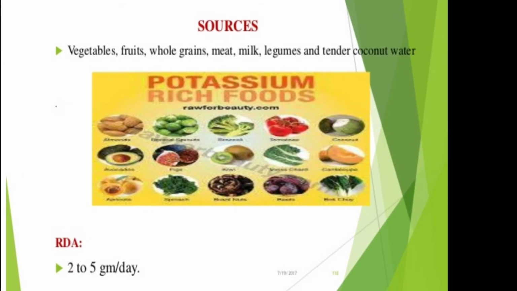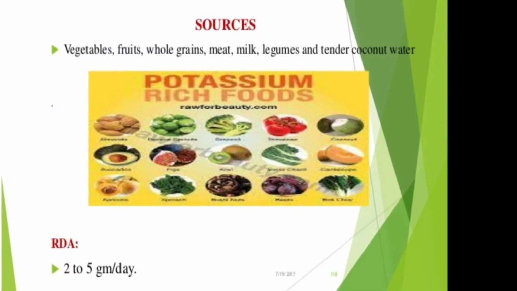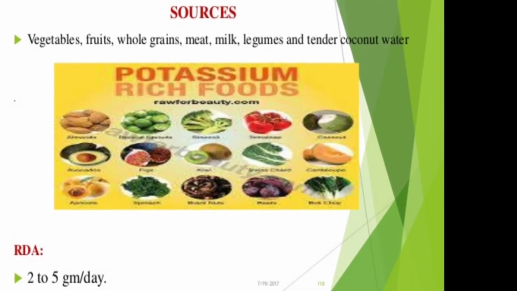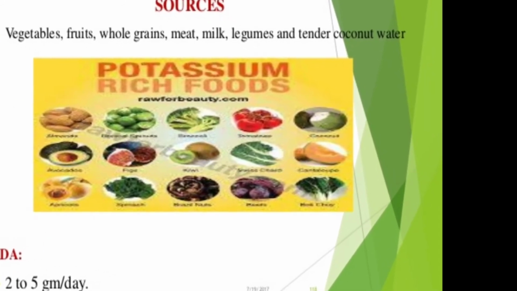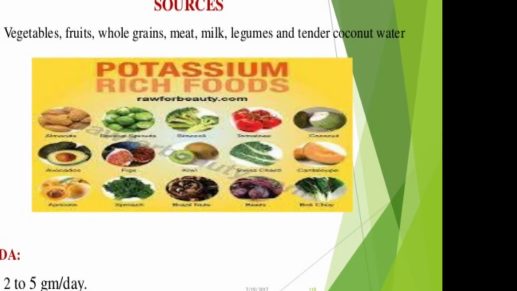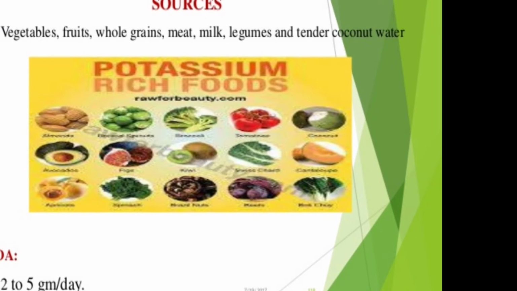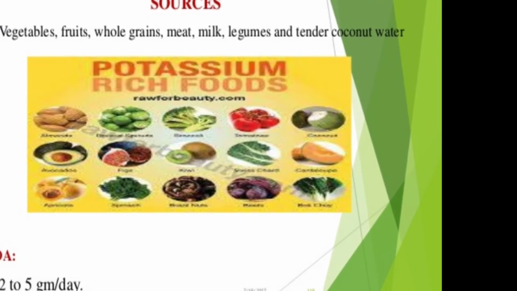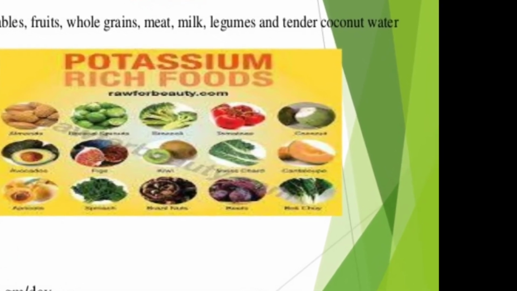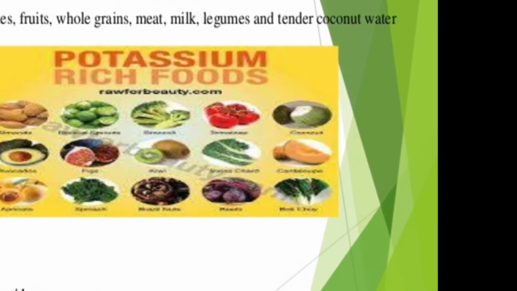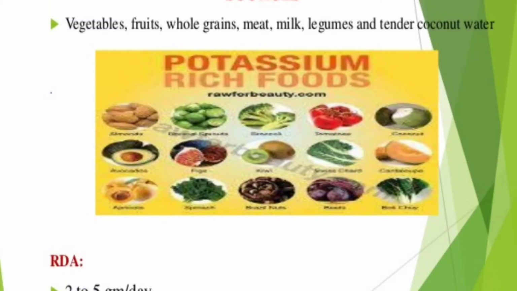See, in our day-to-day life, if you are taking fruits, especially banana, it is rich in potassium. Also remember, tender coconut is also rich in potassium. Okay, as usual, many foods contain it. Tender coconut contains electrolytes, and potassium is rich in it. RDA is 2 to 5 gram per day.